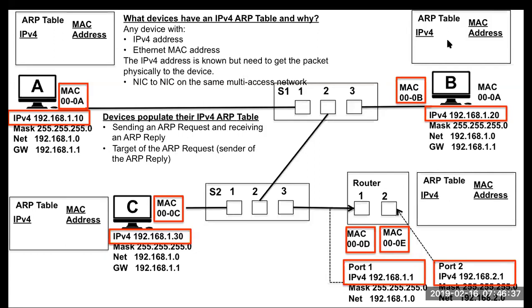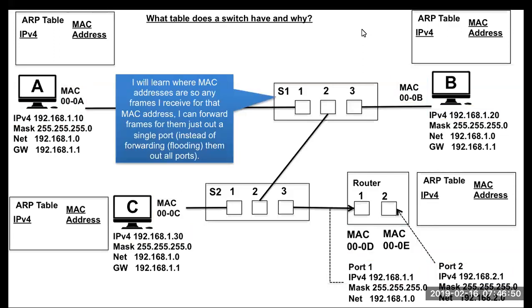Also, if they're the target of the ARP request, so they're the ones that are going to be sending back the ARP reply, we'll see how they'll be populating their ARP table as well. This will all become clear in just a moment. So what table does a switch have and why?